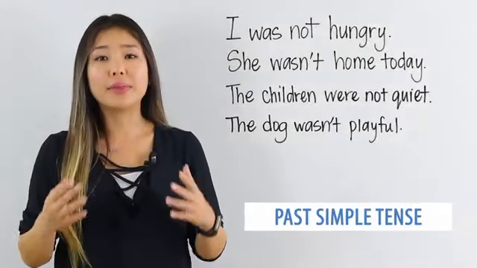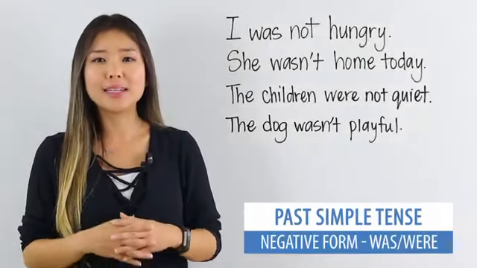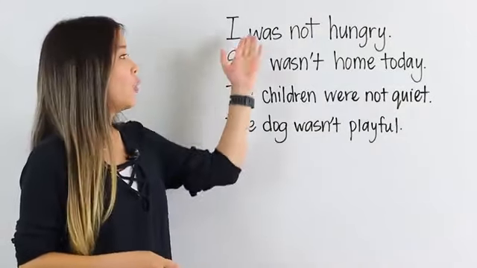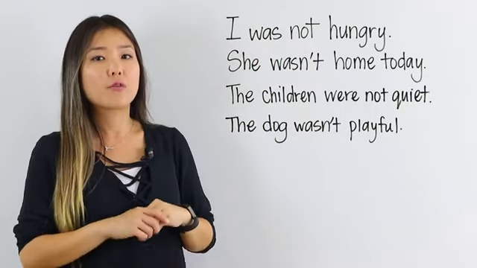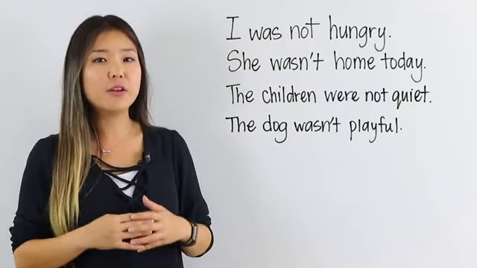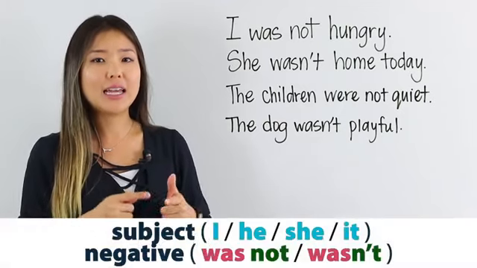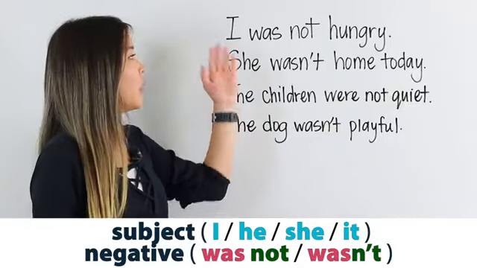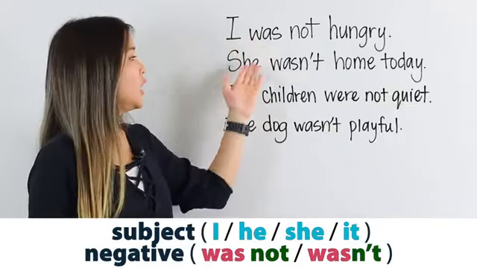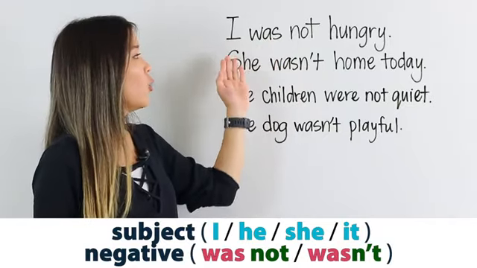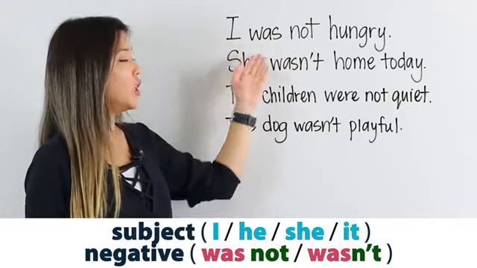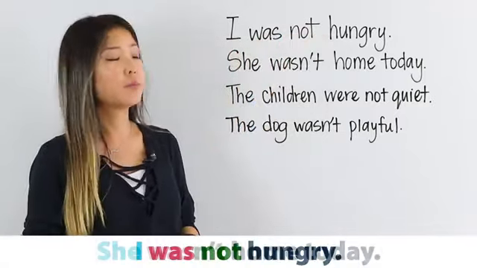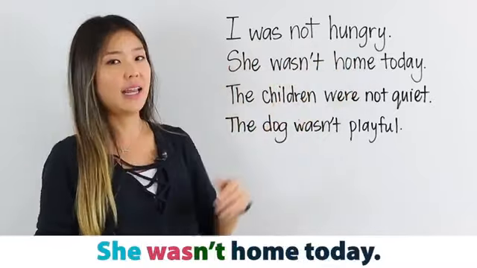Let's move on. Now, I will talk about the negative form for the be verb in the past simple tense. Here are some examples. The first one says, I was not hungry. For the past simple tense, the negative be verb, if the subject is I, he, she, or it, we say was not. For example, I was not, or she was not, or the contraction wasn't. I wasn't, she wasn't. So let's look again. I was not hungry. She wasn't home today.